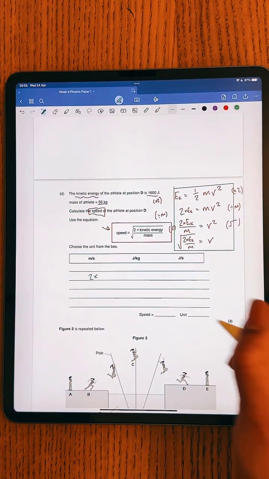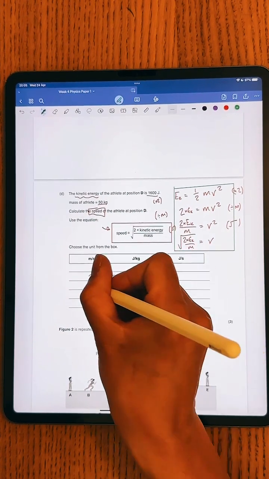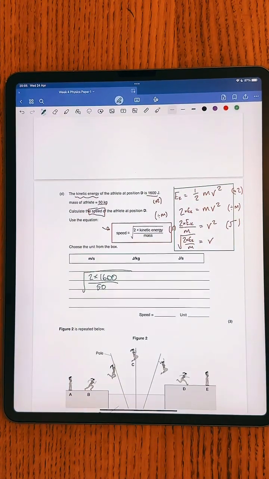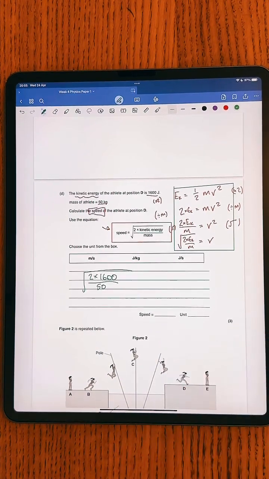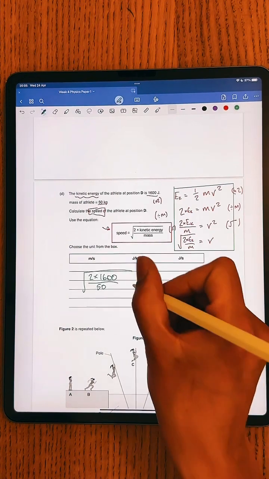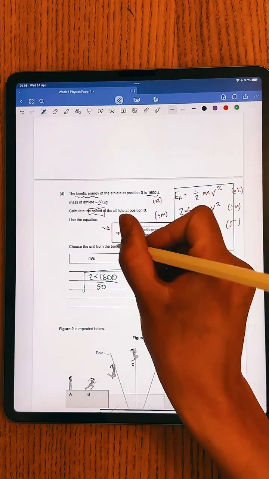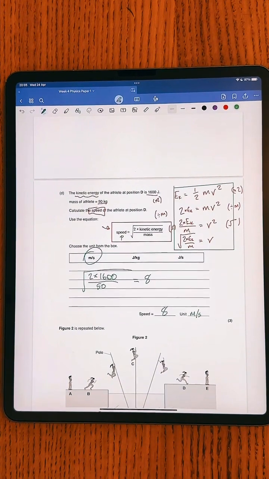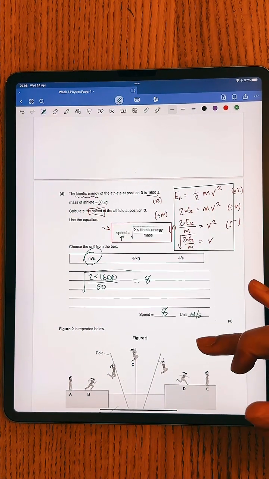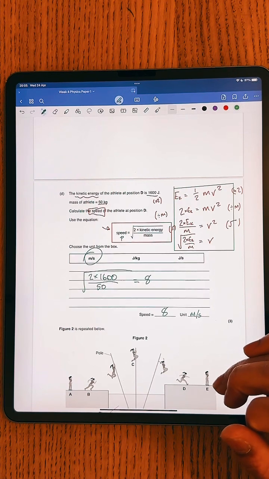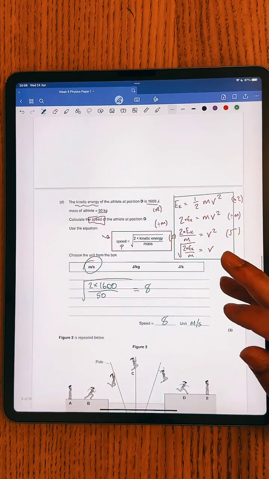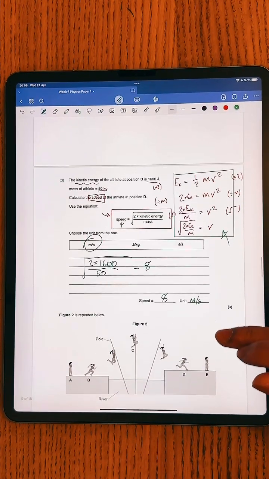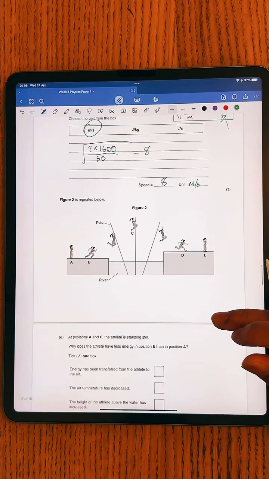Good. So it's going to be 2 times kinetic energy, which is 1,600 joules, divided by the mass, which is 50. And then we can square root that. So people are saying 8. Yes, the answer is 8. And then the units for speed is meters per second. The final answer is 8 meters per second. Okay, any questions on that? Yeah, so you can either learn to rearrange that, or you can just memorize this. Either way is fine. Whatever's easier for you.